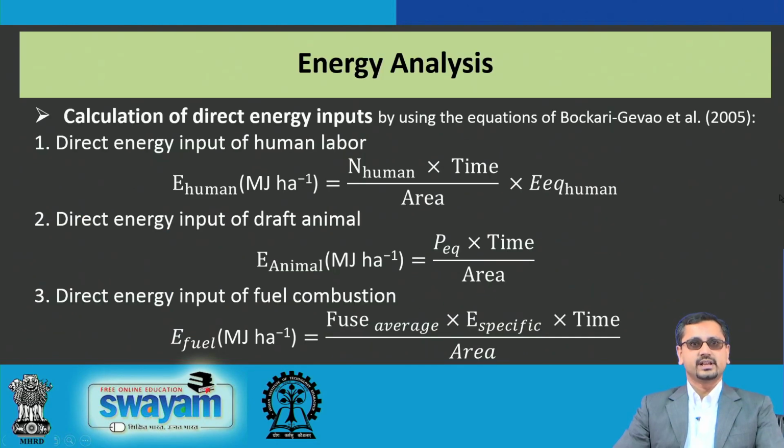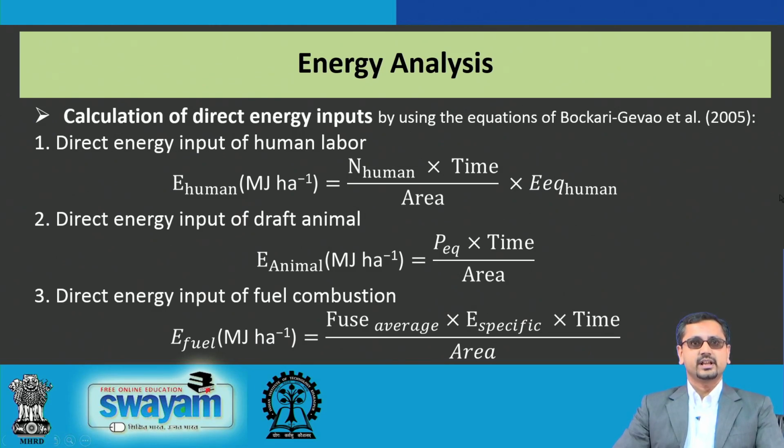To analyze the energy, we can go for the calculation of direct energy inputs. There are a few equations. Number 1 is the direct energy input of human labor, where E human, expressed in megajoule per hectare, can be computed by the number of human laborers employed in the agricultural task multiplied by the time required to conduct that operation, multiplied by the energy equivalent of human labor, divided by the area on which the human labor is employed for work.